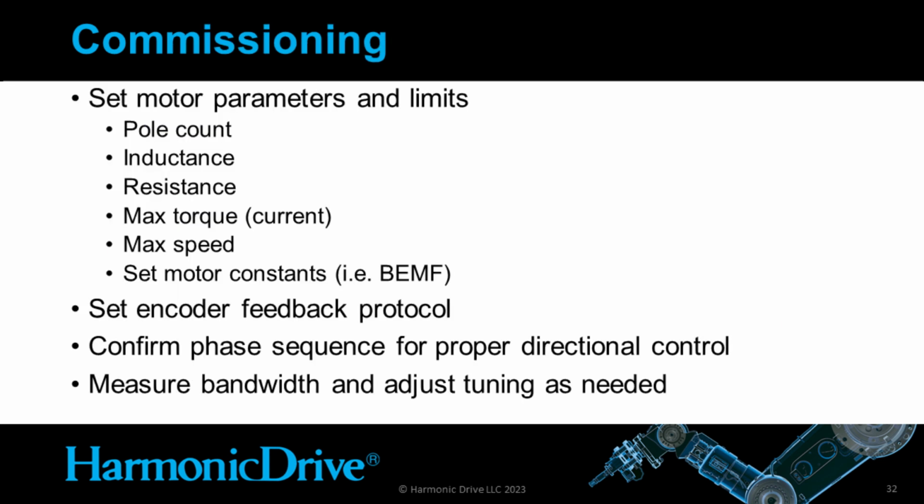Commissioning includes many steps, including setting your motor parameters and limits, where some of the typical values are shown here. You have to set your encoder feedback protocol, and you have to confirm your phase sequence for proper directional control. And then if we remember back to the control loops, we have to tune those, and we like to measure our bandwidth so that we know the capabilities of our system.